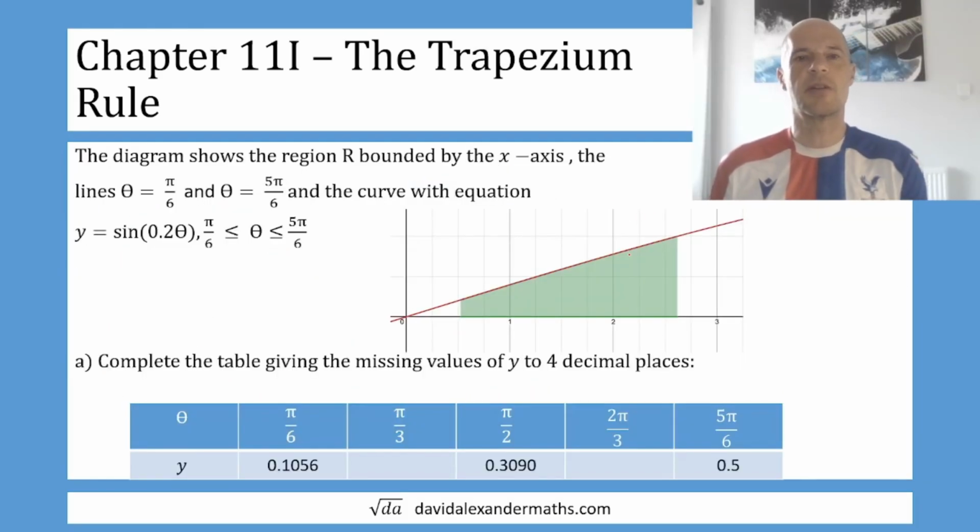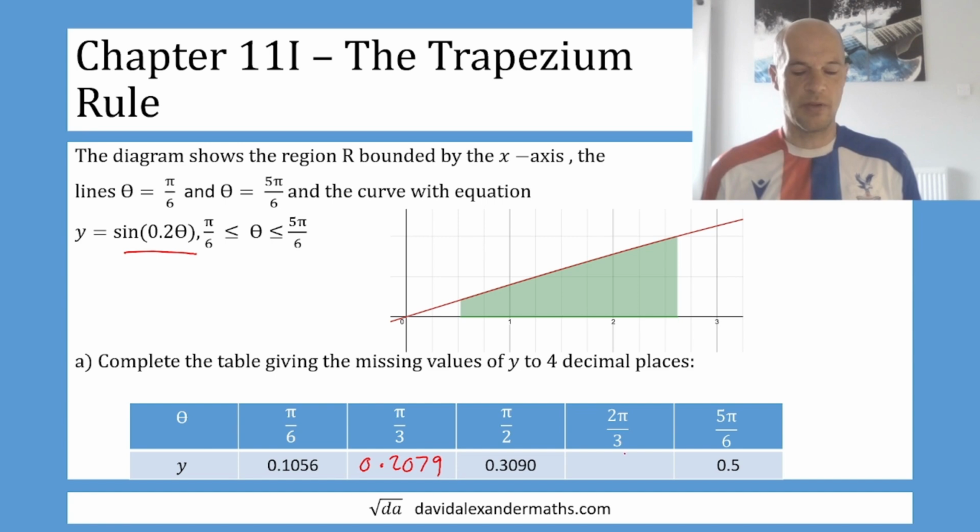Okay, so here's another example, but this time the equation is a trigonometric equation, the sine of 0.2 theta. So for part A, all you need to do is complete the table of values. So what is y when theta is pi over 3? Well, that is the sine of 0.2 multiplied by pi over 3, and that is 0.2079. And what is the sine of 0.2 theta when theta is 2 pi over 3? Well, that is 0.4067, and that is the table complete.